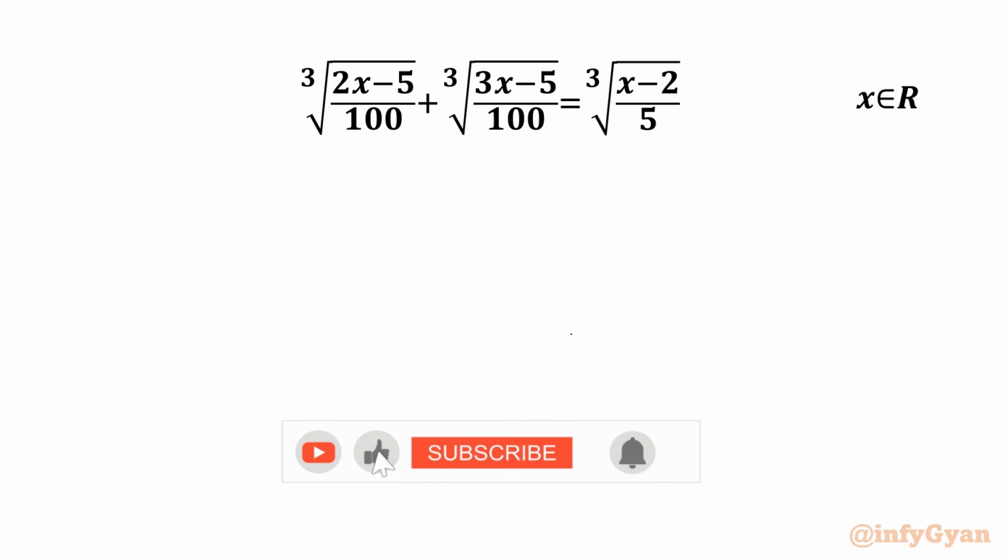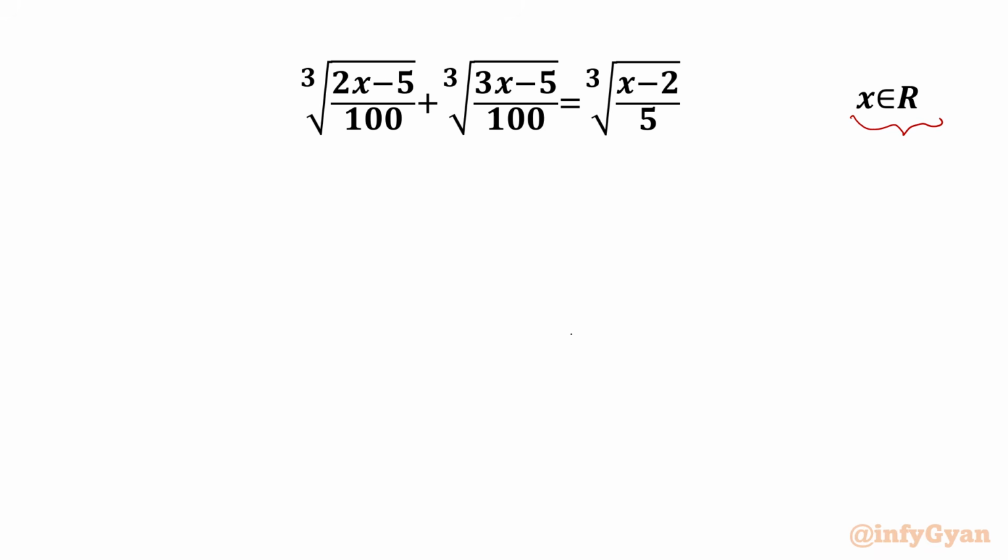Today in this video we'll be solving one very interesting radical equation for the real values of x. We have denominators cube root 100, cube root 100 and cube root 5. To get rid of denominators we need to multiply our equation by cube root 100 both sides. So we'll multiply our equation by cube root 100. Let's multiply and write our equation.